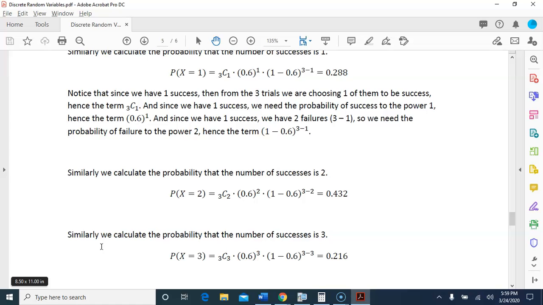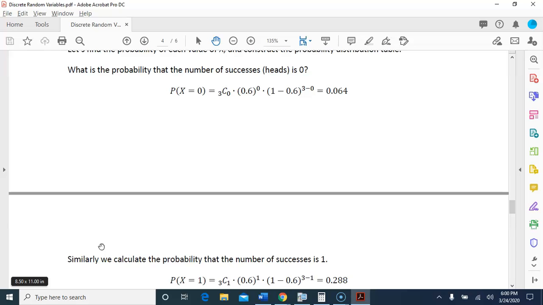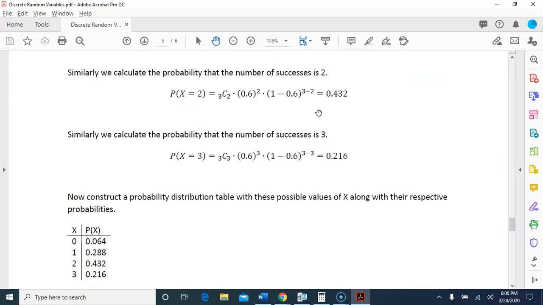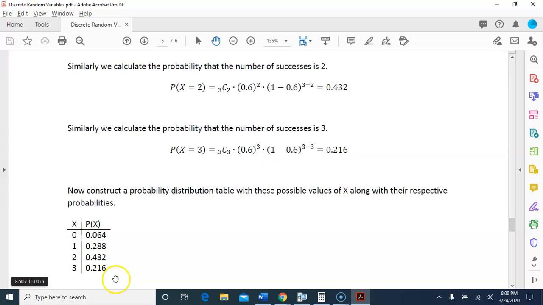So the probability of 3 successes is 216. If we take these probabilities we just figured out, the probability of 0 successes is 0.064, and so on, and put them in a table, we get a table that looks something like this. These are the number of heads I could observe. I could observe 0 heads, 1 head, 2 heads, or 3 heads. And this is the probability of each of those values of x occurring.